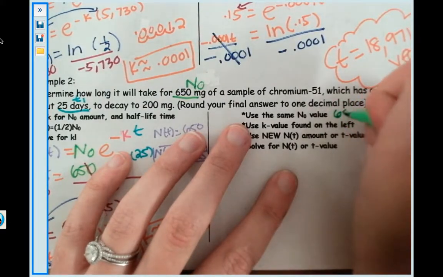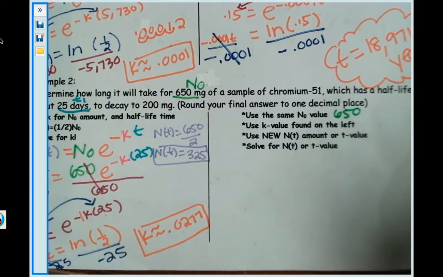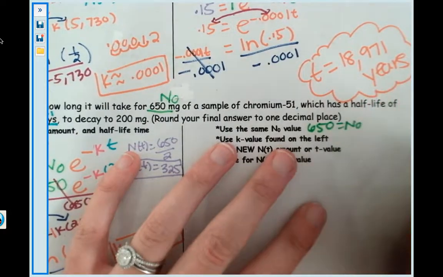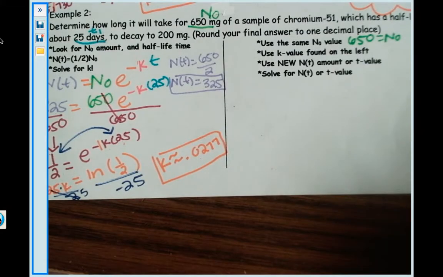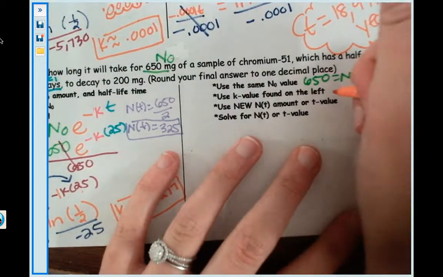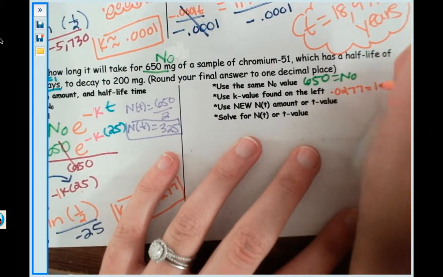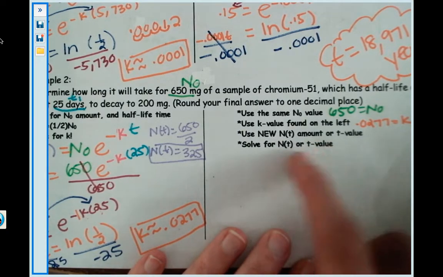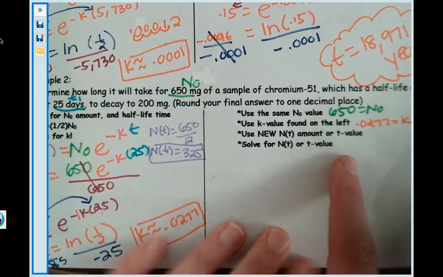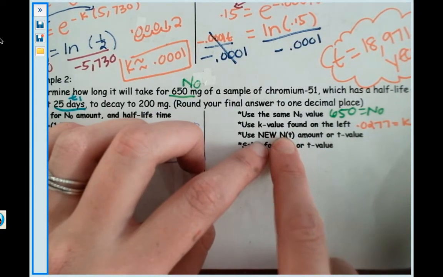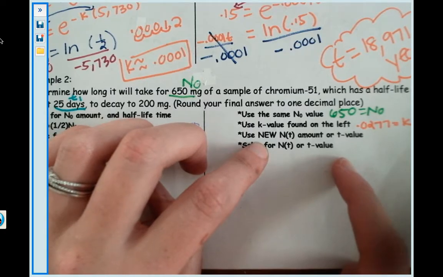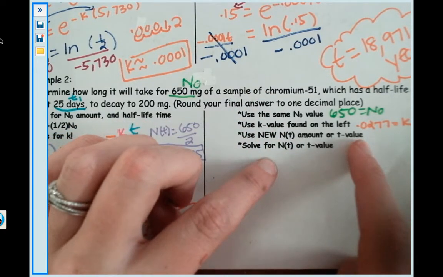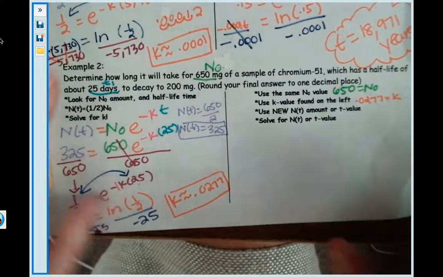So the same value we're going to use again. It says use the same k value as the one we just got over here. So k is 0.0277. That equals our k value. And we're going to either use the new n of t or the new t value. Once we find that, we'll either solve for n of t or t. If we have an n of t value, we will be solving for t, and if we have a t value, we will be solving for n of t. So we have to figure out what we have and what we're solving for.